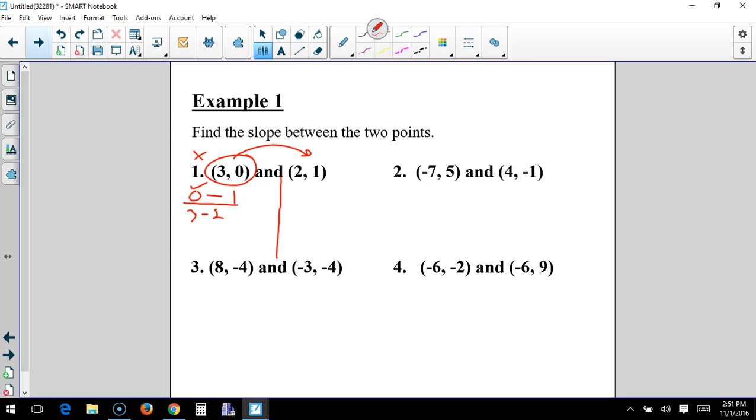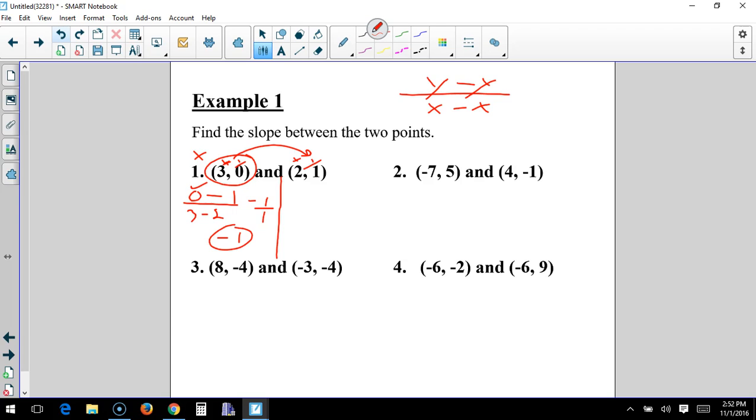Now remember, if you're one of the people that often accidentally do x minus x over y minus y, which is a very common mistake, as soon as you get to work on something, write this down. Do a quiz or a test, write that down and remind yourself. If it helps you, you can even mark x and y to remind yourself which one is which. So back to number 1, 0 minus 1 is negative 1, and 3 minus 2 is positive 1. That is the slope of negative 1.